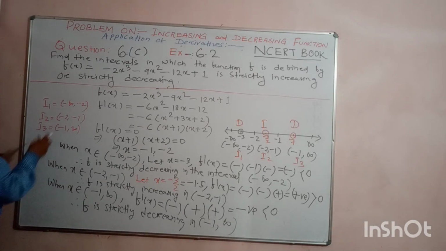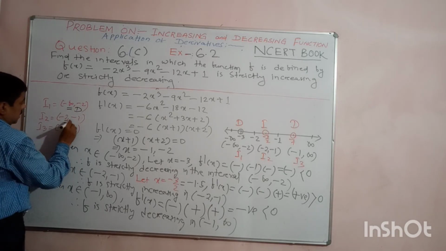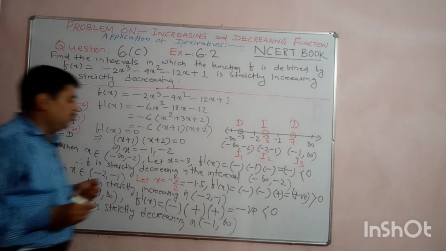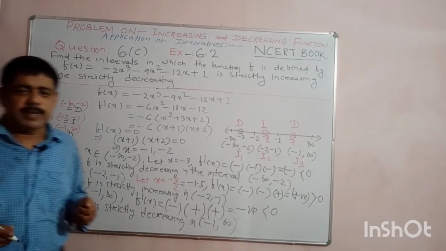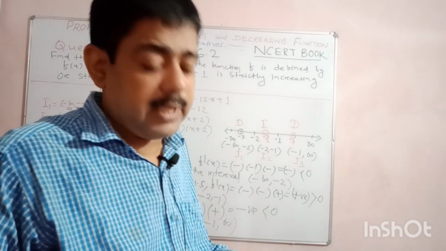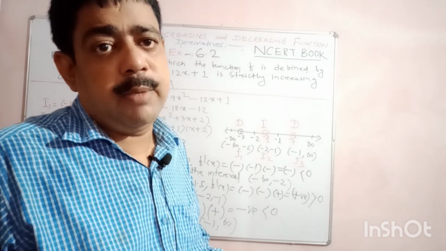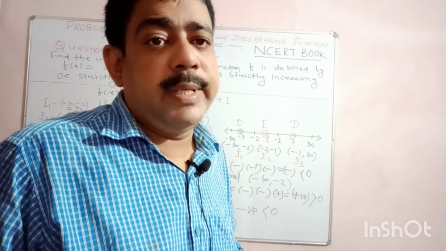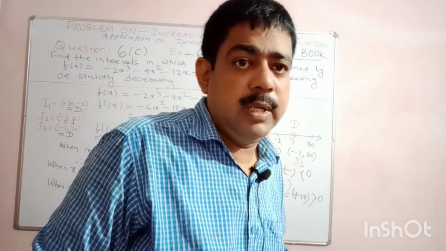Thus, in the first interval the function is strictly decreasing, in the second interval the function is strictly increasing, and in the third interval the function is strictly decreasing. So this is how you can find out, by finding the derivative, in which interval the function is strictly increasing and in which it is strictly decreasing. The derivative is an important application to find whether the function is increasing or decreasing, and also an important part of calculus. Okay, so thank you.